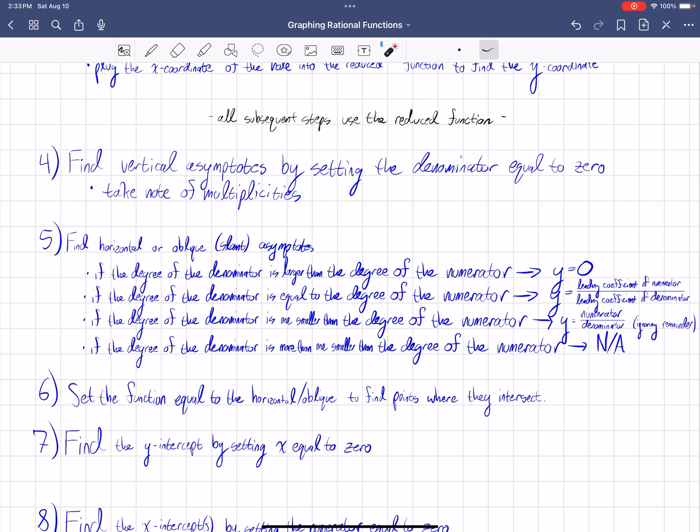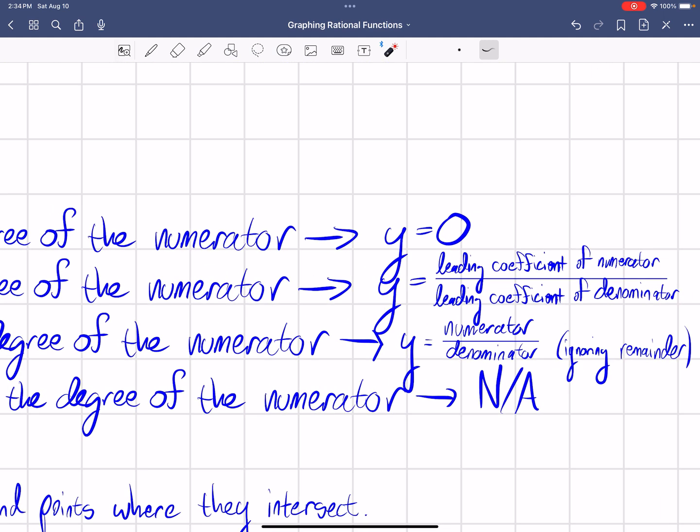Next up is the horizontal or alternatively oblique, aka slant asymptote. And for that, there's this set of rules. Generally, what you do is you compare the degrees of the numerator and the denominator. And depending on which one has a larger degree, there will be a particular outcome in terms of this asymptote. If the denominator has a larger degree than the numerator, the horizontal asymptote will just be y equals 0. If the denominator and numerator have the same degree, you'll have a horizontal asymptote that will be equal to the leading coefficient of the numerator divided by the leading coefficient of the denominator.